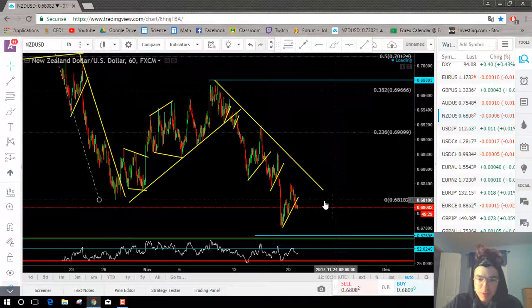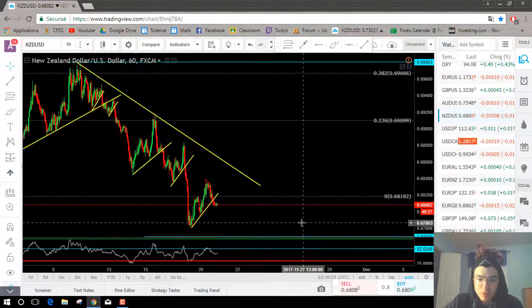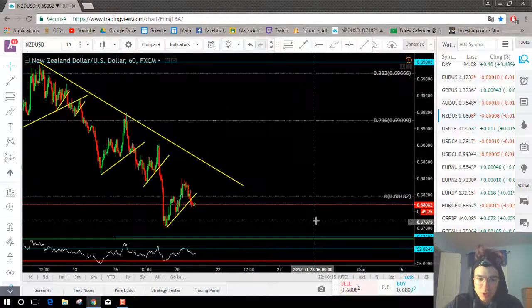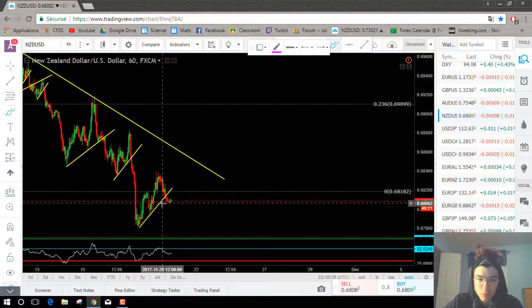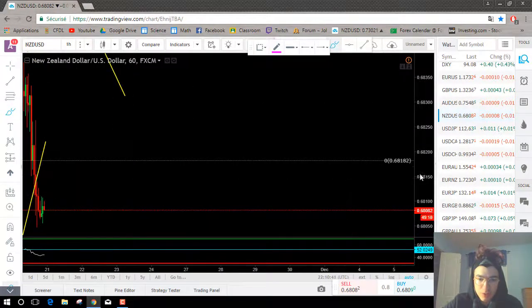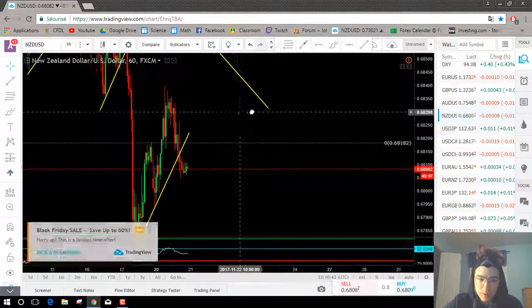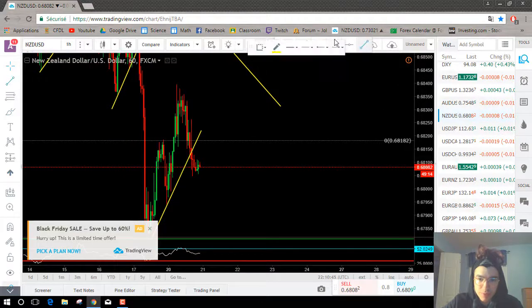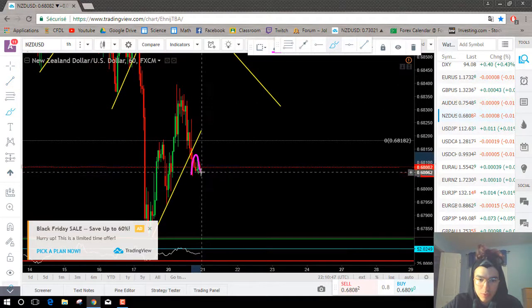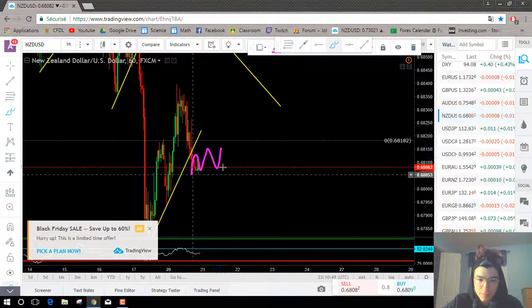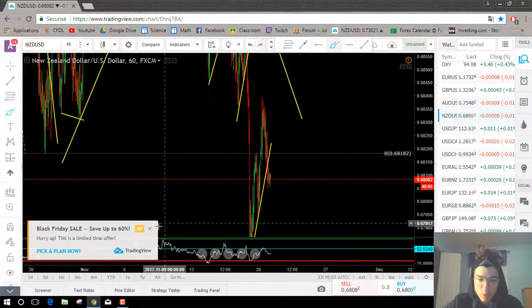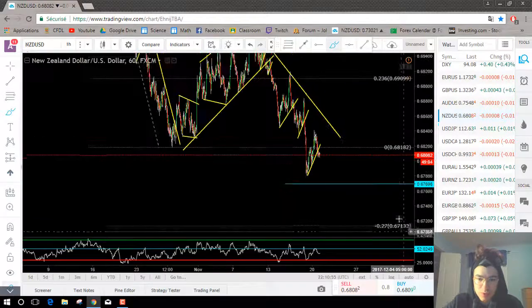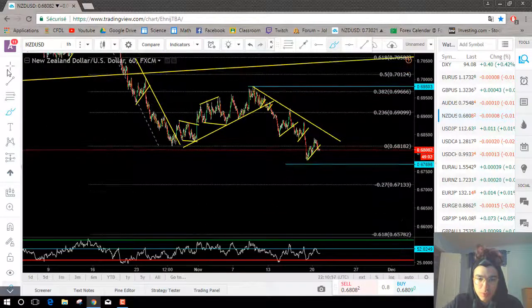NZD USD, it's making a flag right here. I'm still looking to short this. Maybe I'll get a chance right here. As you can see, we're making a flag and we broke the flag, and we're making a very small flag right here. So if we get something a little bigger, something like this, this will be a very nice trade for the downside. So I'm watching this. There's also a possibility that we go up on the long term.